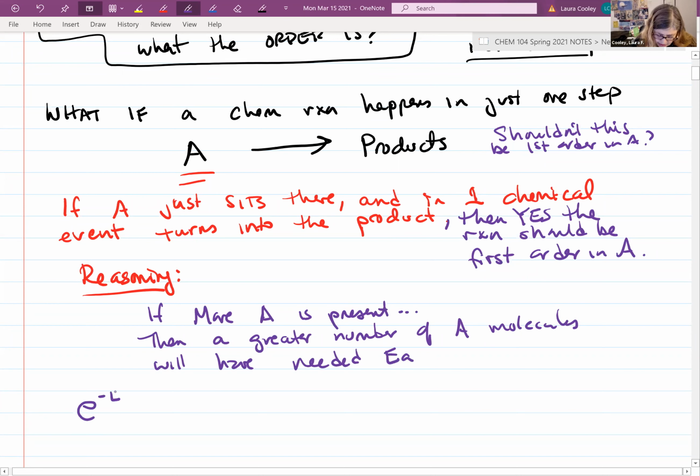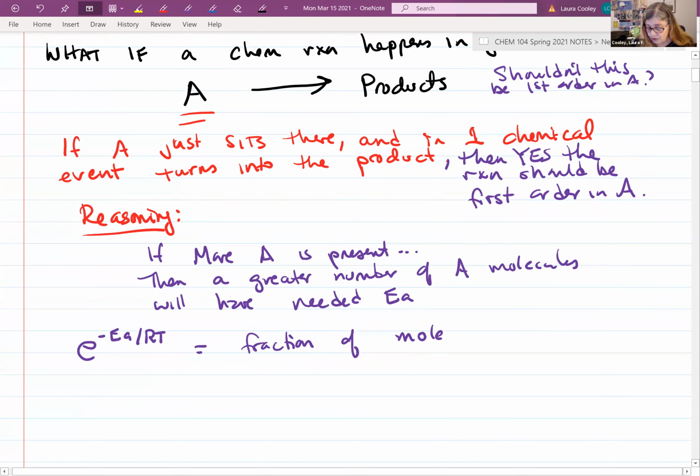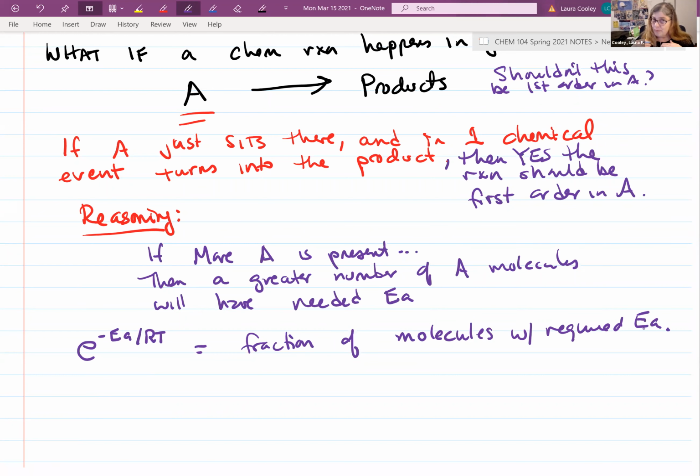Remember, this thing is the fraction of, in this case, because there's no collision, it would just be the fraction of molecules with the required activation energy. If you take a fraction and multiply it by a small number, that's a small number of particles that can get over the barrier. But if you have more A, you take that fraction, you multiply by a larger number, you'll have more that go over the barrier. The reaction will be faster.